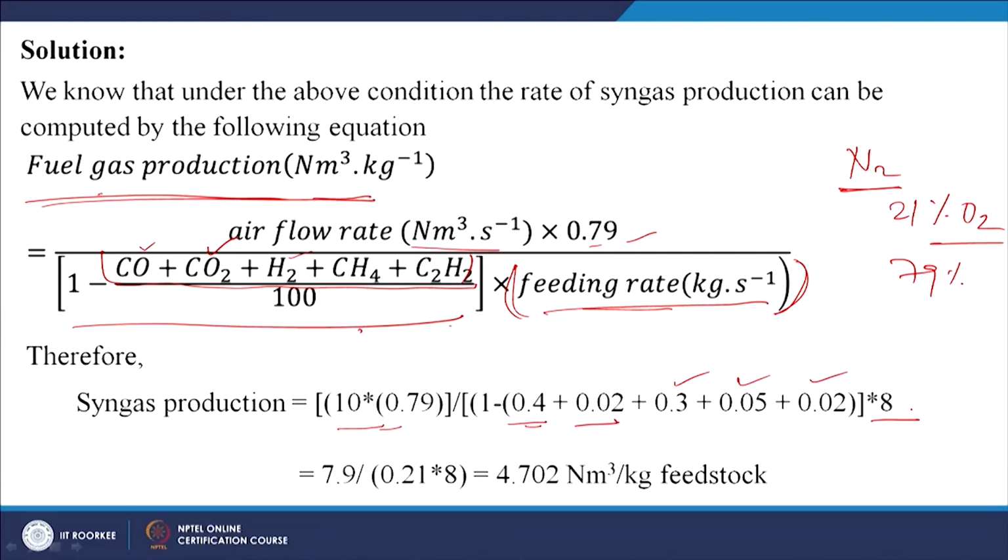So, multiplied by 8. So, this is the syngas production rate, and now we are getting by calculation 7.9 by 0.1 into 8, that is equal to 4.702 normal meter cube per kg of the feedstock. So, now we are able to find out what will be the production of syngas per kg of feedstock.